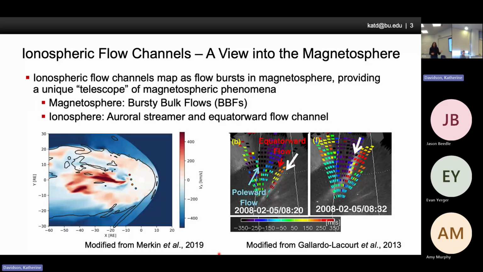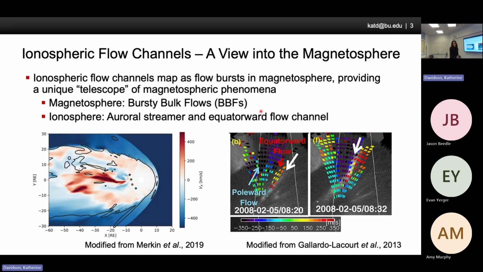So we are using ionospheric flows to investigate magnetosphere-ionosphere coupling. In order to do that, we actually use ionospheric flow channels to get a view into the magnetosphere. These flow channels that we see in the ionosphere are actually representing flows in the magnetosphere. Because of the coupling, once again, these flow channels are mapped down to the magnetosphere, giving us a sort of telescope into what's happening there.